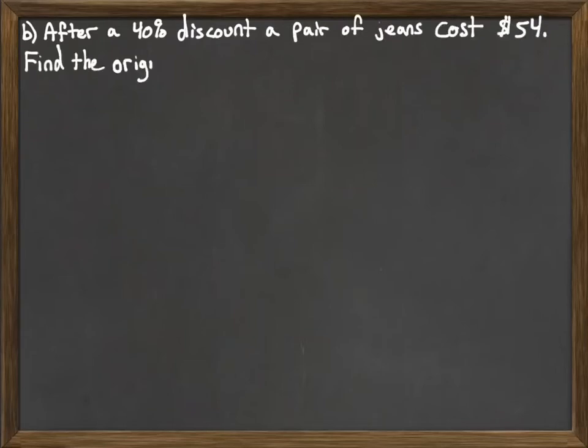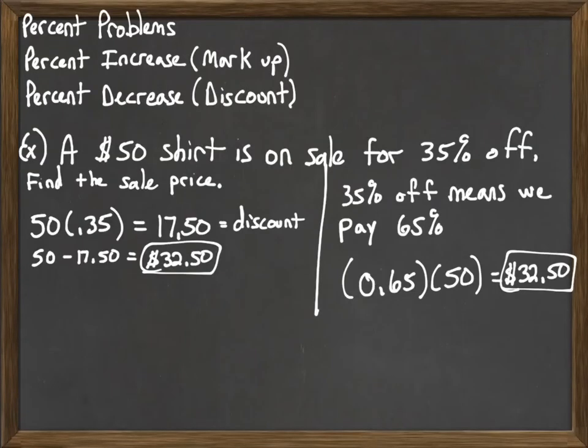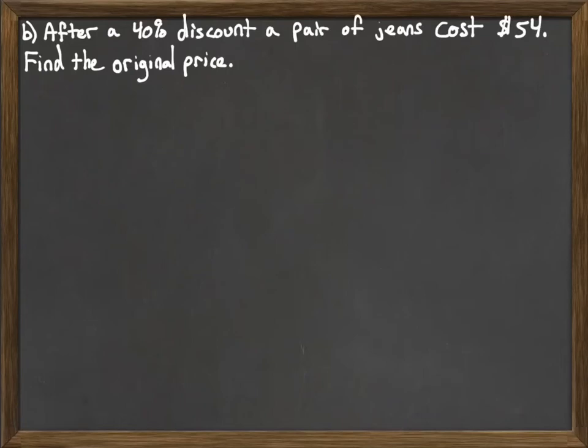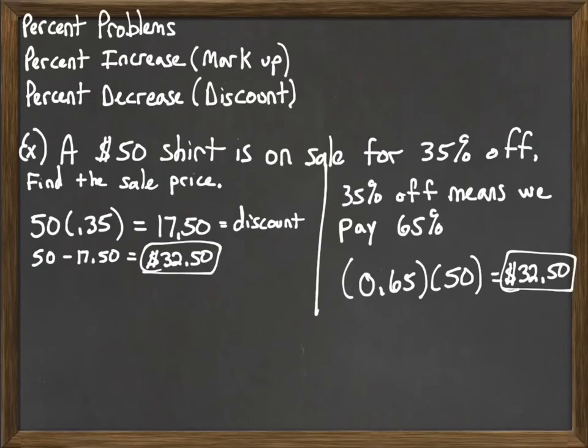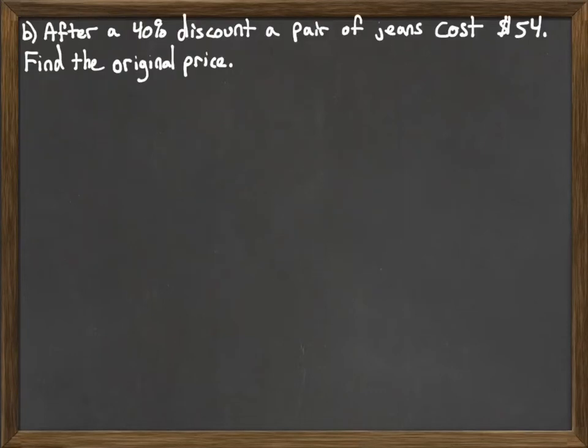So now we go to a second question. In that last problem, a shirt was on sale for 35% off, and we wanted to figure out the sale price. We were able to do that two ways: we could figure out the discount first and then figure out the price, or we could use the idea that 35% off means we pay 65%. We want to use that idea as we approach this problem.